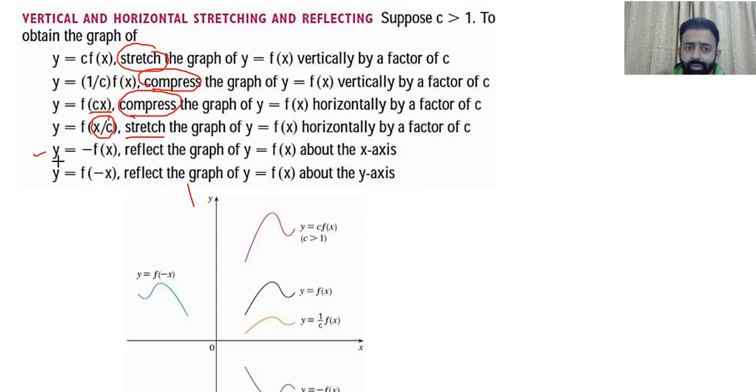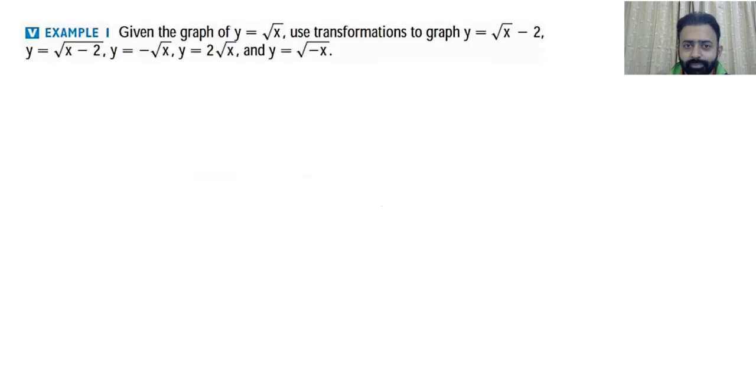And this we have done. y equal to minus f(x) is a reflection along the x-axis. y equal to f(minus x) is a reflection along the y-axis. Okay, having said all these transformations, let us do a couple of questions on this.